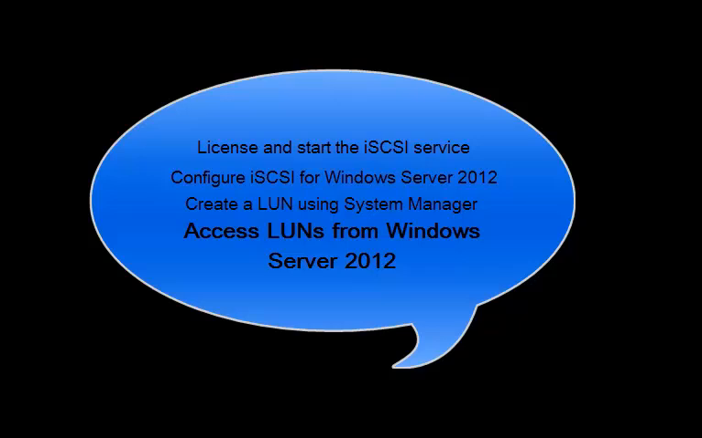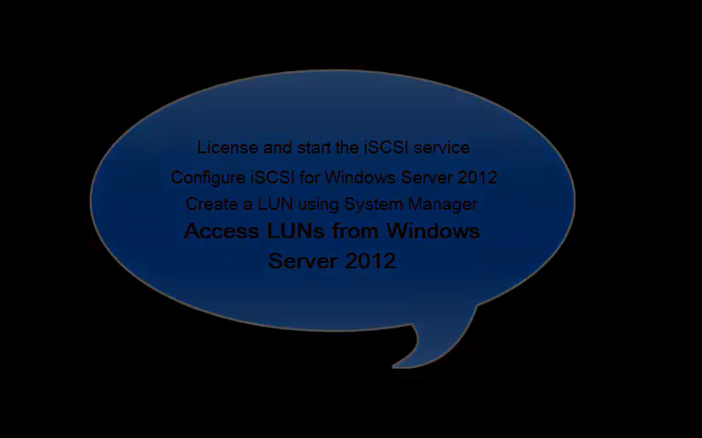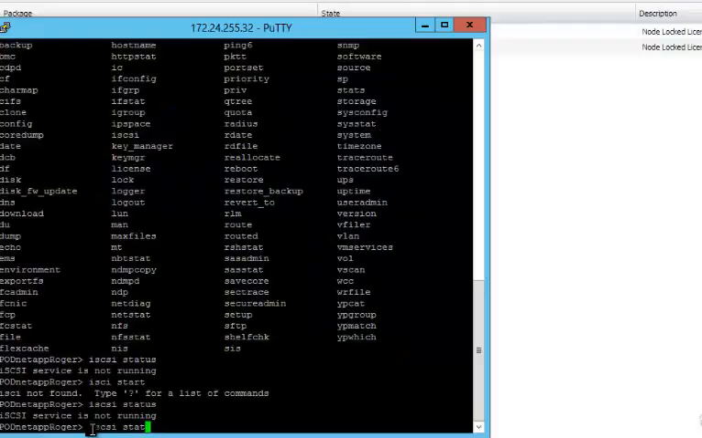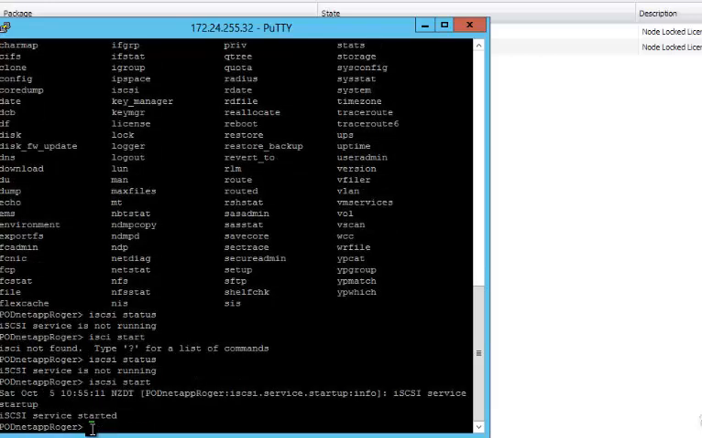Terms to remember are target and initiator. The target is where the storage is, and the initiator is the host that wants to access that storage. We first need to check the status of the iSCSI service using the CLI. If it is not running, iscsi start is the command to use.